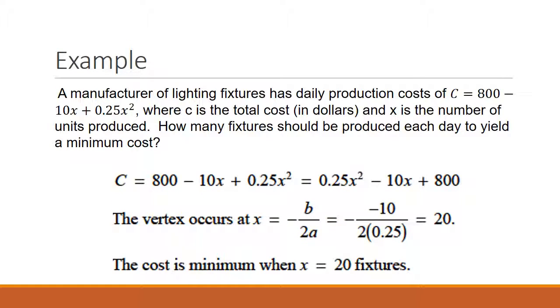Okay, first thing I want to do is rewrite it so it's in general or standard form, with the x squared first, in descending order. Then I'm going to use negative b over 2a, and I get negative negative 10 over 2 times 0.25, and that simplifies to 20. So when he produces 20 fixtures, he has a minimum cost. That's all we're finding here because the question asked how many fixtures should be produced each day to yield a minimum cost. If they want to know what the minimum cost is, then you'll put the 20 back into the equation and find that.